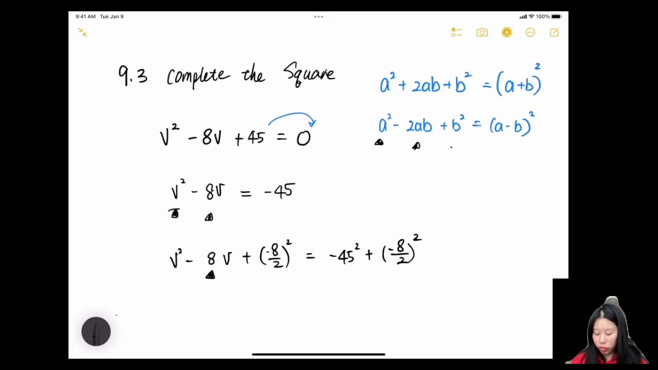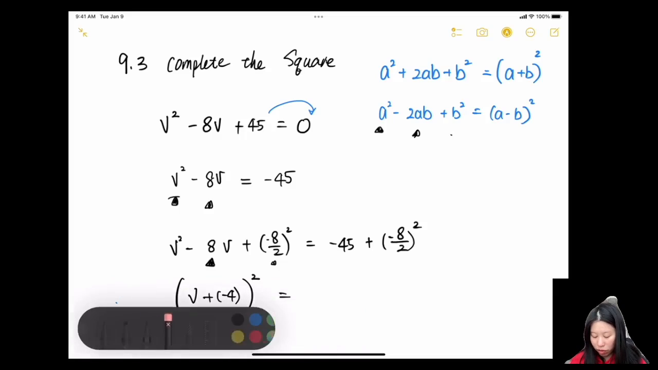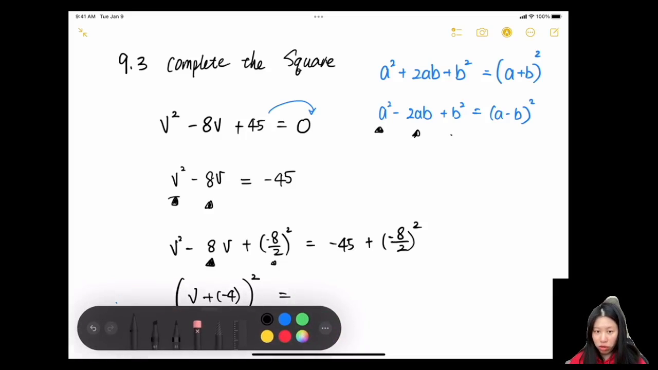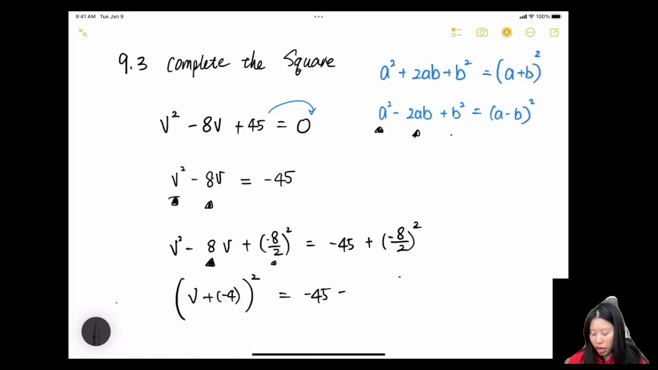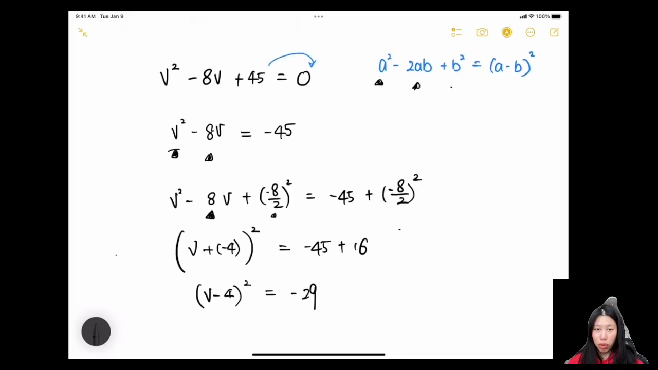Okay. So we have v plus our b, which is negative 8 over 2, which is negative 4, squared, equals negative 14.5 plus negative 4 squared, which is negative 14.5 plus 16. So I have (v minus 4) squared equals negative 29. Now take the square root on both sides.